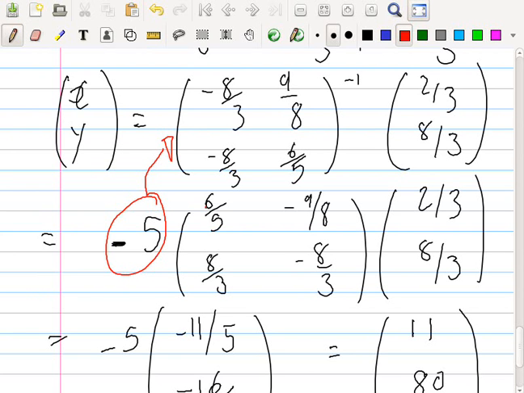Minus 8 over 3 times 6 over 5 minus 9 over 8, and then another minus makes a plus, 8 over 3. Yeah. So, you're right, I should use the numbers from the original before I swap or change the sign. Yeah. But they would still be the same.